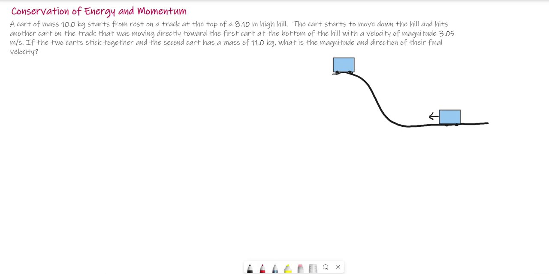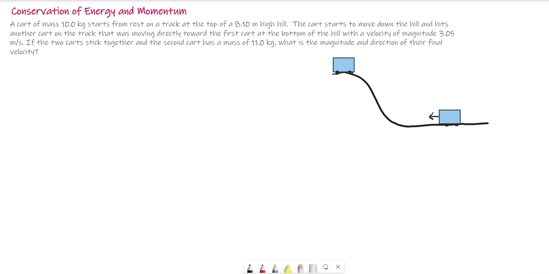In this problem, a cart of mass 10 kilograms starts from rest on a track at the top of an 8.10 meter high hill. The cart starts to move down the hill and hits another cart that's on the same track that was moving directly toward the first cart at the bottom of the hill with a velocity of magnitude 3.05 meters per second. If the two carts stick together and the second cart has a mass of 11 kilograms, what is the magnitude and direction of their final velocity?